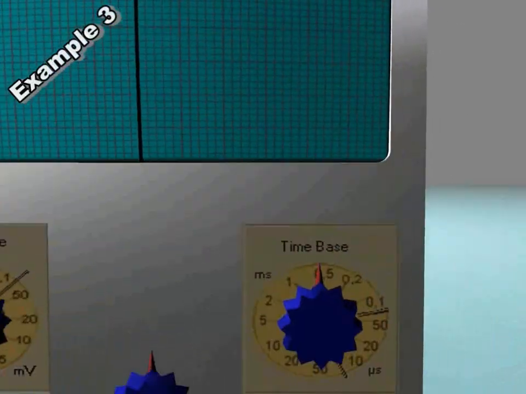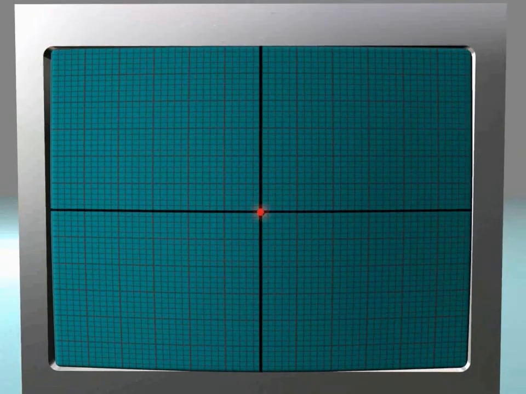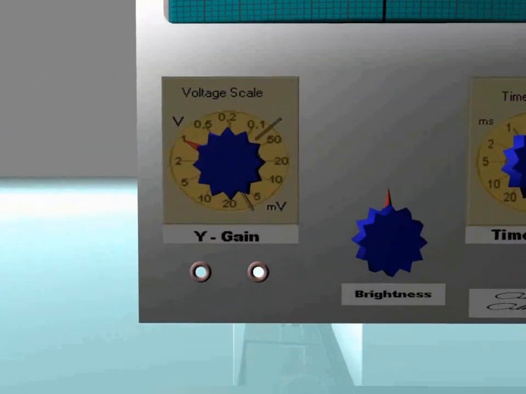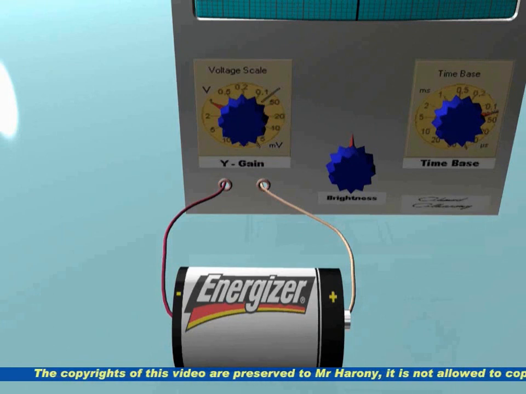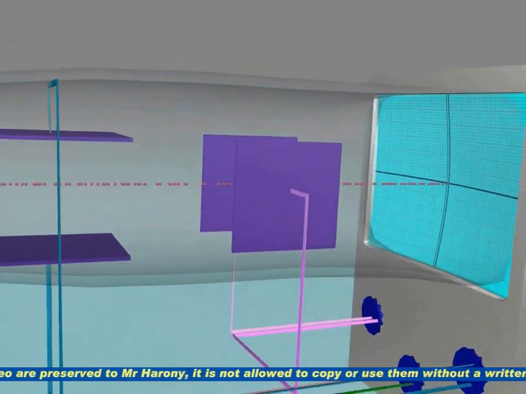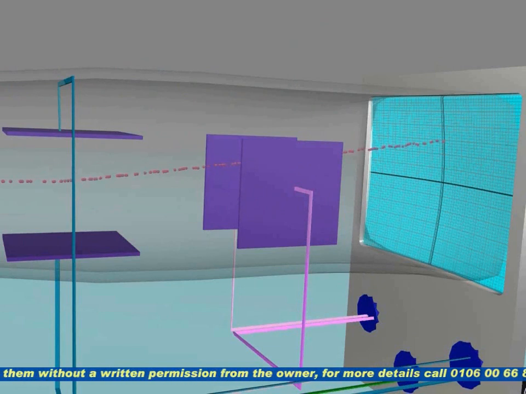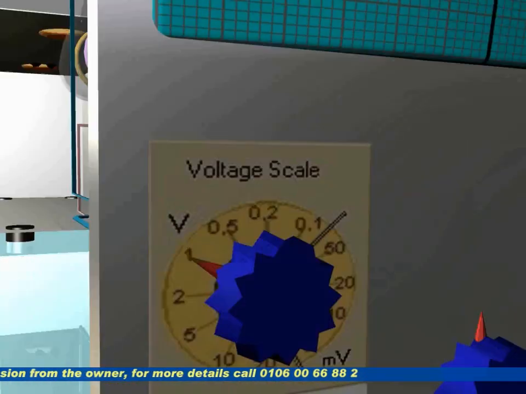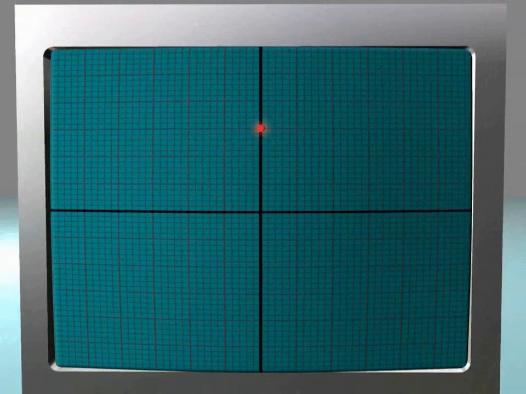In the third example, the time base button is turned off. The horizontal line is now again a spot in the center of the screen. But now a DC voltage is applied to the Y input by connecting a 3-volt DC battery. Because of this connection, the beam of electrons will be deflected upwards. This is because the upper plate is now positive and the lower plate is now negative. If the Y gain button is adjusted to 1 volt per each square, the spot will appear on the third square on the screen because our battery is 3 volts.